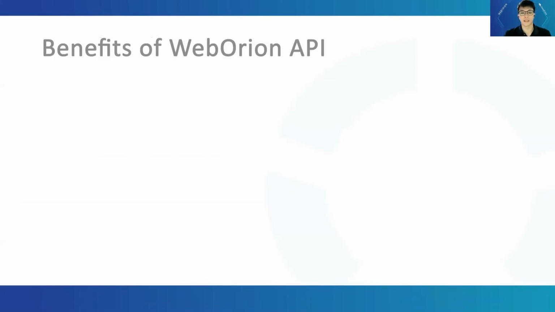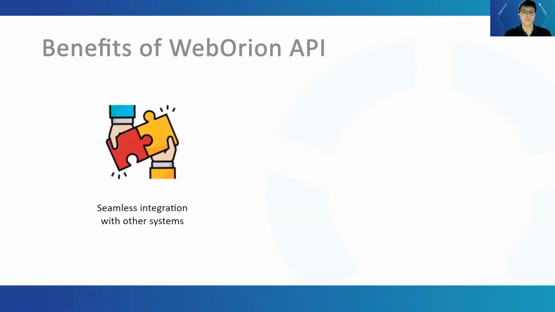Now that you have a basic understanding of how an API works, let me bring you through some of the benefits of the WebOrion API. So one of the benefits of the WebOrion API is the ability to seamlessly integrate with other systems, such as content management systems like Wordpress, and in the coming days, SIEM or SOAR systems. One example of such integration would be the ability to conduct baseline and rebaseline of existing web pages, as well as newly added web pages on the WebOrion monitor system.